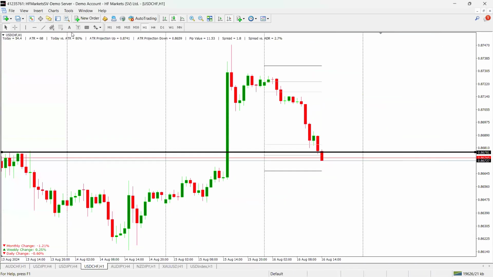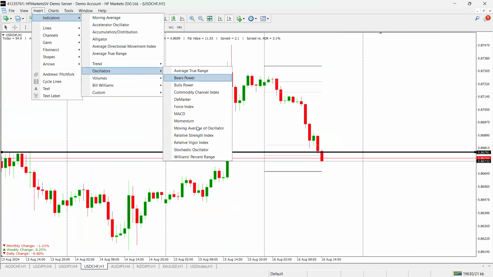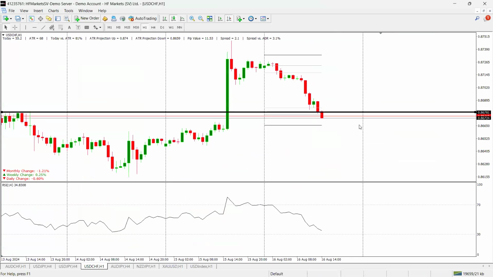The relative strength index, popularly known amongst all traders in the market, both old and new, both novice and professional. It's simple. It's actually one of the simplest indicators you can find.